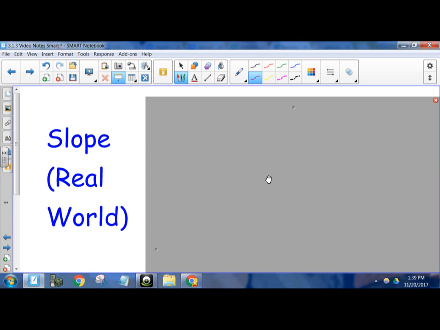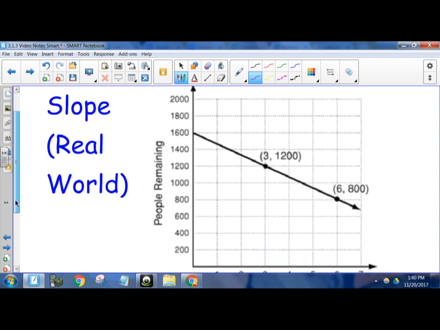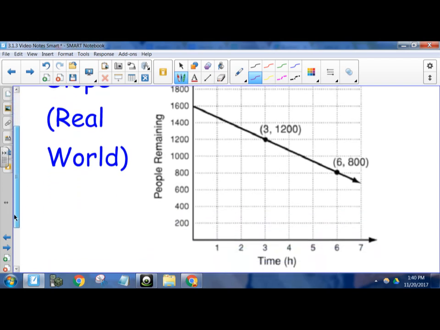So let's take a look at an example of slope in the real world. Here's a picture. This graph is dealing with hurricane evacuations. On the x-axis, we've got time in hours, and on the y-axis, we have people remaining to be evacuated. A bunch of questions here we're going to ask, but let's begin with one.